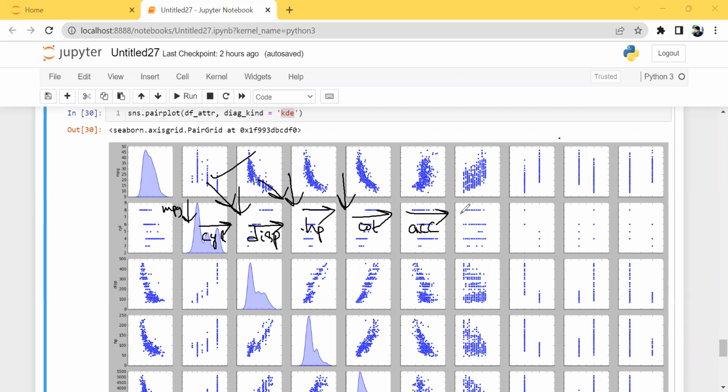But when you look at here, this is the year. When the year is increasing, it is telling that the mpg will always increase when the year increases, right? I'll tell you the logic behind those things. So first of all, look at this particular graph, that is the cylinder here.